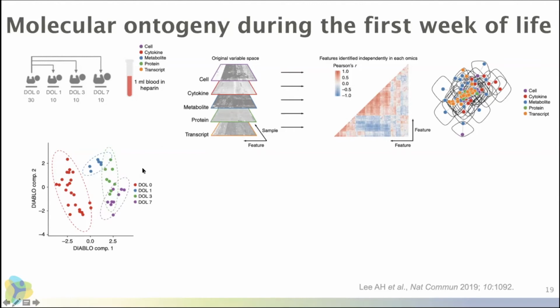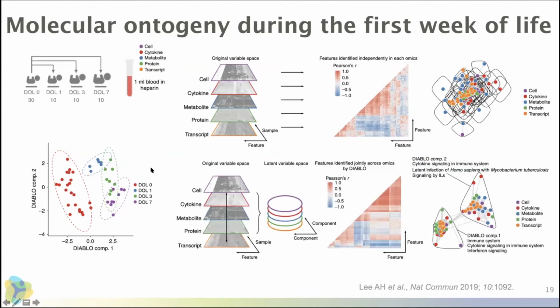And then if you apply Diablo to these data sets, you can reduce the dimensionality of these thousands and thousands of variables and visualize what the molecular changes look like. This is depicted by this scatter plot. You can think of it as analogous to a principal component, but it is supervised and it incorporates more than one data set, right? So here, these different points are the individual babies over the first week of life. And you can see these coordinated changes during that first week, which was something new that we uncovered using the study.